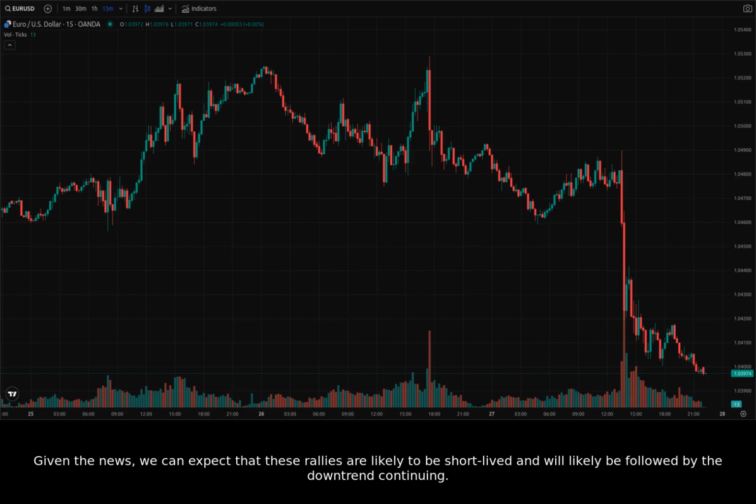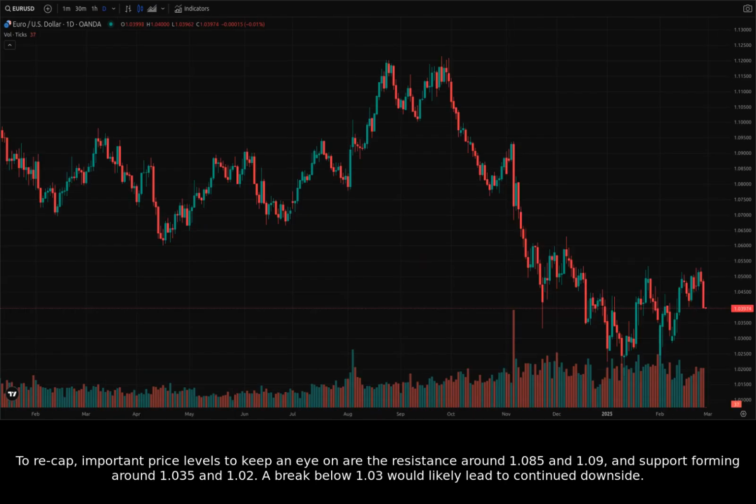the downtrend continuing. To recap, important price levels to keep an eye on are the resistance around 1.085 and 1.09, and support forming around 1.035 and 1.02. A break below 1.03 would likely lead to continued downside.